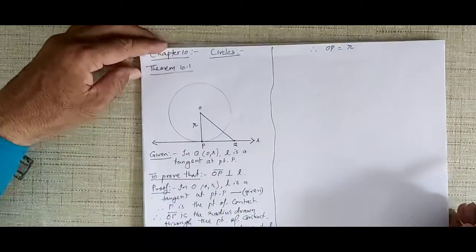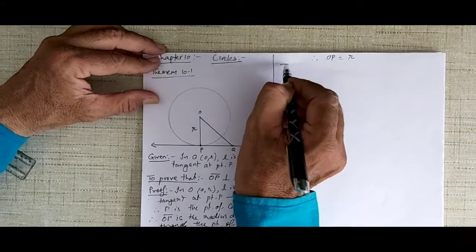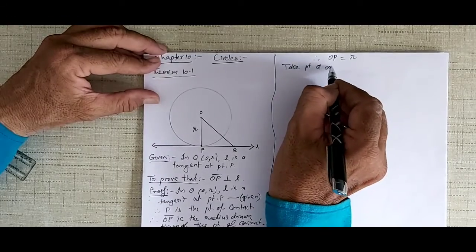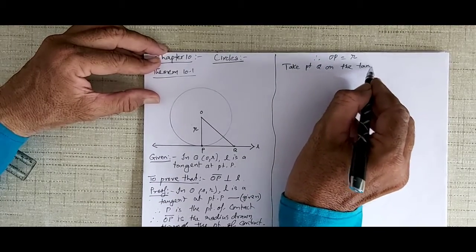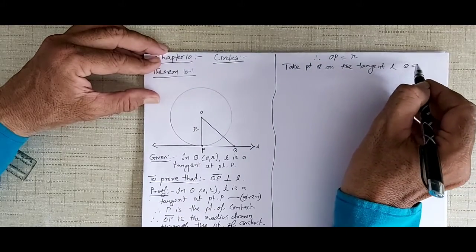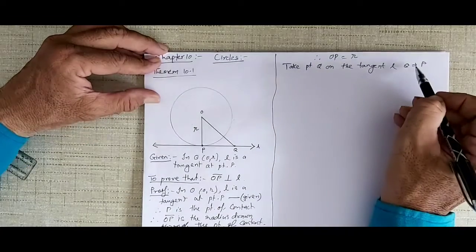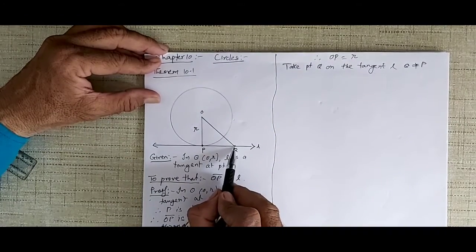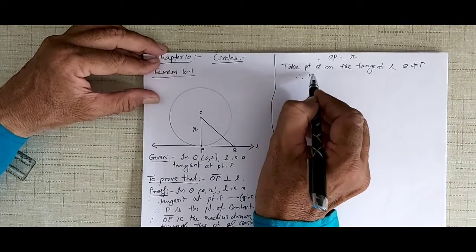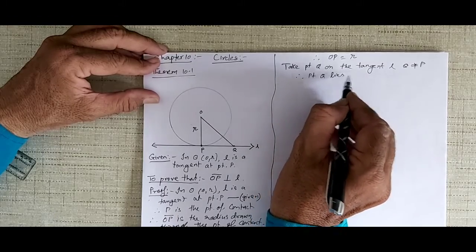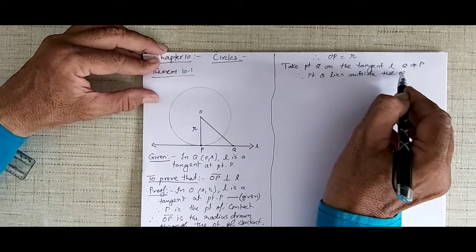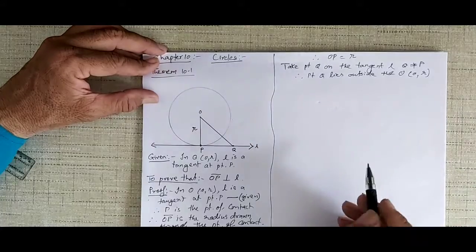Why? Let us take a point Q on the tangent L, where Q is not equal to P. P and Q are two different points. Take any other point Q other than point P on tangent L. Therefore, point Q lies outside the circle with center O and radius R. You can see from the figure that it lies outside.